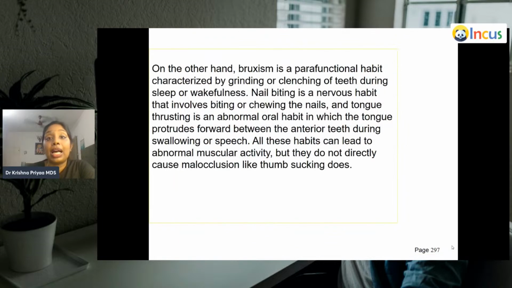So, bruxism is a parafunctional habit categorized by the grinding or clenching of the teeth, and nail biting is a nervous habit, right? And tongue thrusting is an abnormal oral habit in which the tongue is brought forward repeatedly. So all these habits can lead to abnormal muscular activity, but they do not directly cause malocclusion like thumb sucking does. So since eventually all these will result in muscular activity, but the main thing is thumb sucking.